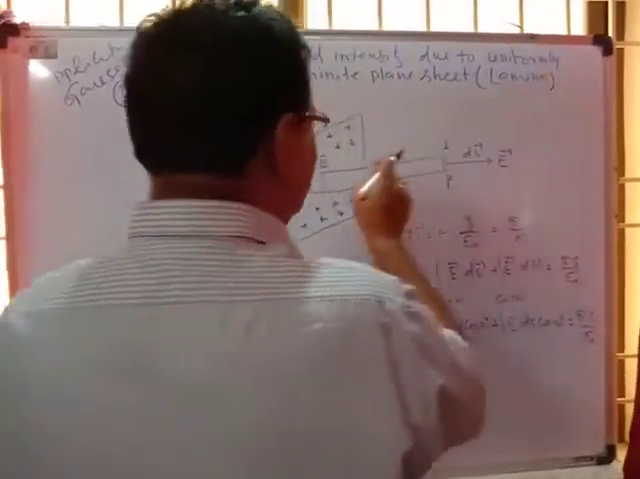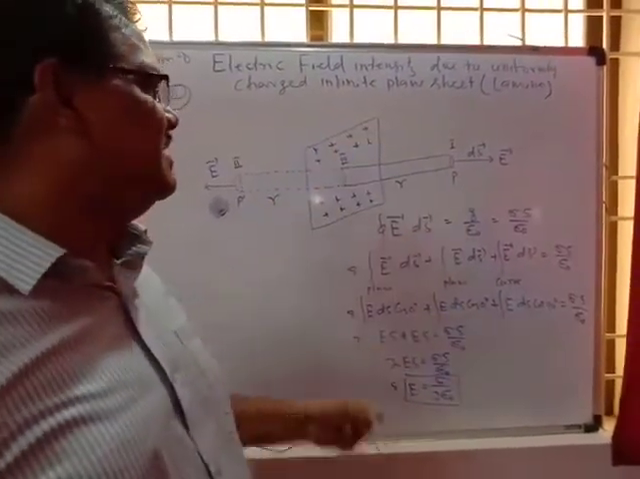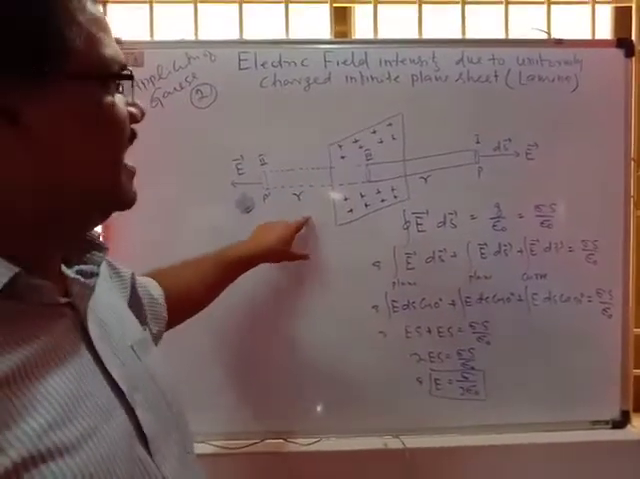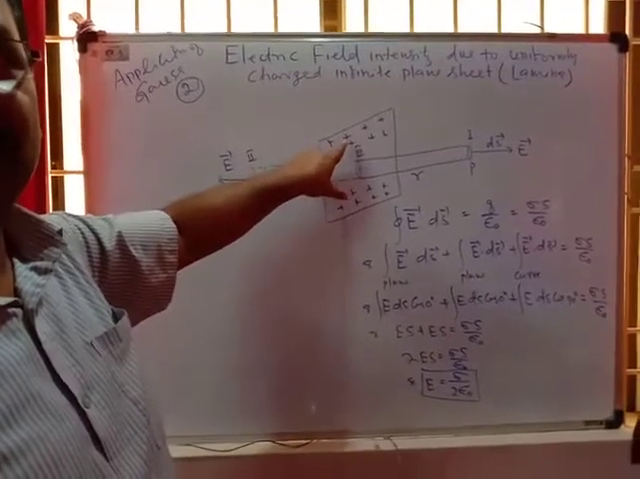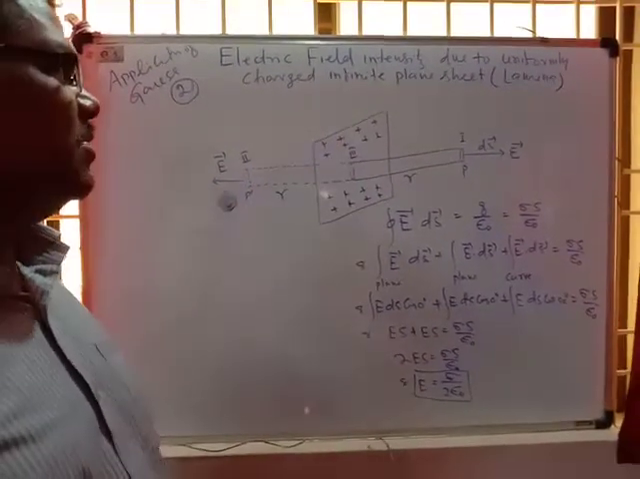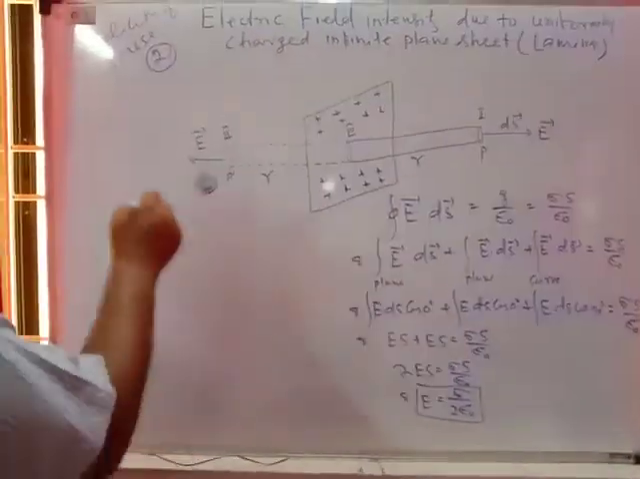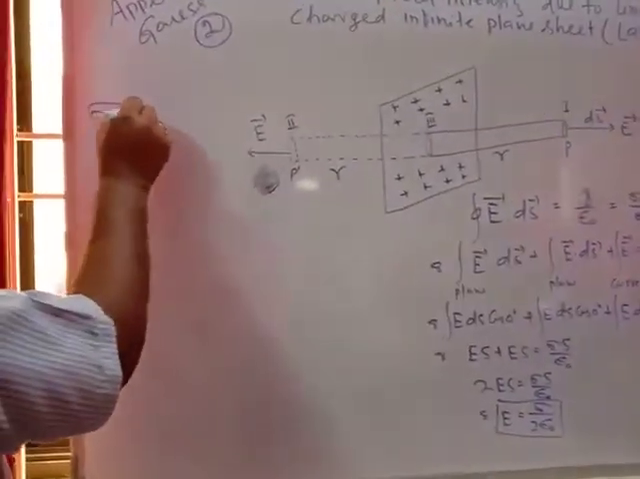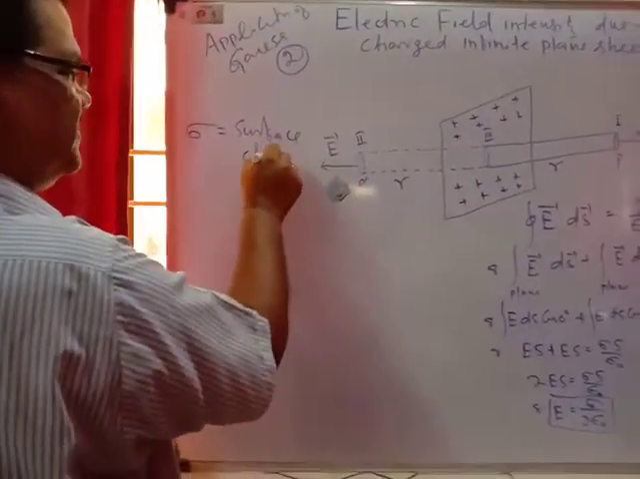This lamina is a very thin sheet. If the word plane sheet or lamina is used, the sheet is very thin and it is charged. Q amount of charge is given to the plane sheet. So what will be the surface charge density? Sigma is the surface charge density.